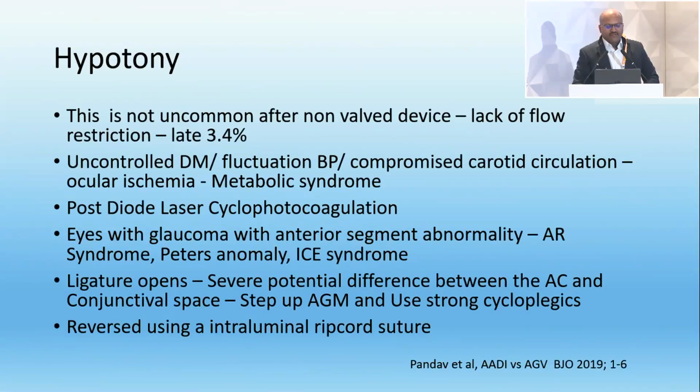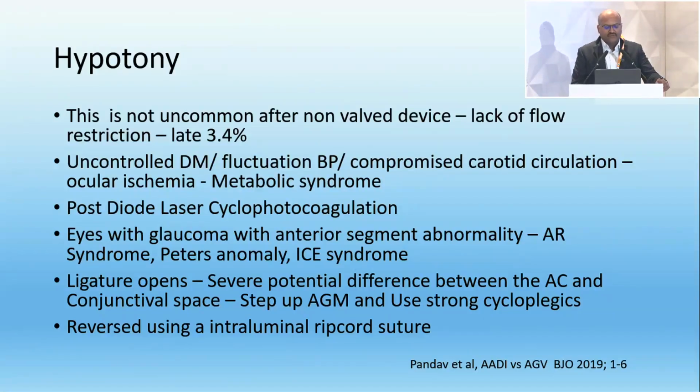So coming to late complications, this is not uncommon. Dr. Vanitha has already mentioned the first slide, hypotony. You have to live with it, and you have to rectify it, make sure it doesn't happen. You can have that because of the lack of flow restriction. Late is about 3.5%. Be careful of metabolic syndrome patients, patients who have uncontrolled diabetes, uncontrolled hypertension, who are obese, and who also have compromised carotid circulation. Because of that, ocular flow and aqueous humor production will not be constant. It will always fluctuate.